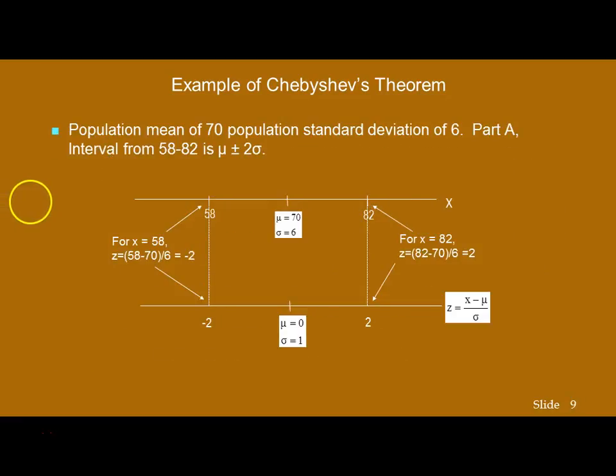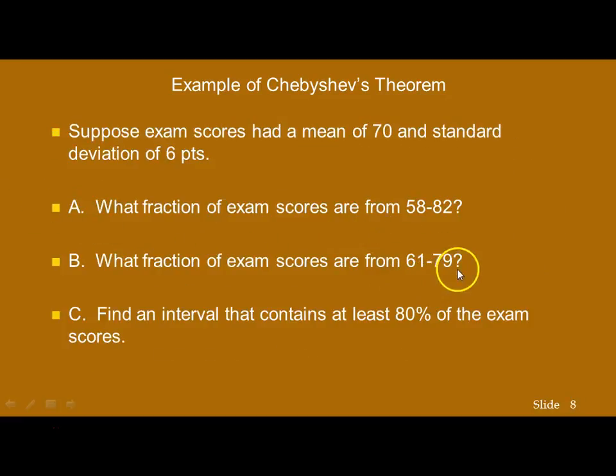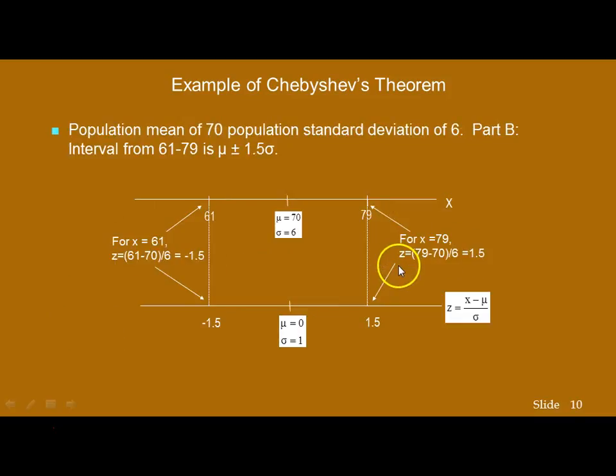Part B is very similar to part A, except we consider a different interval, 61 to 79. So let's draw that picture here. Now we want the interval from 61 to 79. Again, calculate the z-scores. For 79, you have 79 minus 70 over 6, which equals 1.5. 79 is exactly 1.5 standard deviations above the mean. Similarly, 61 is 1.5 standard deviations below the mean. So our z-value to use on part B is 1.5.